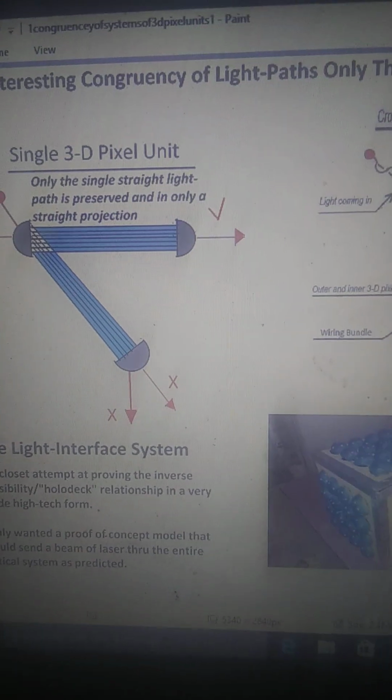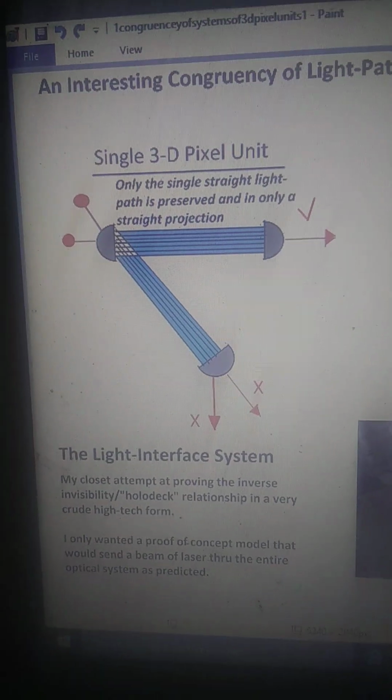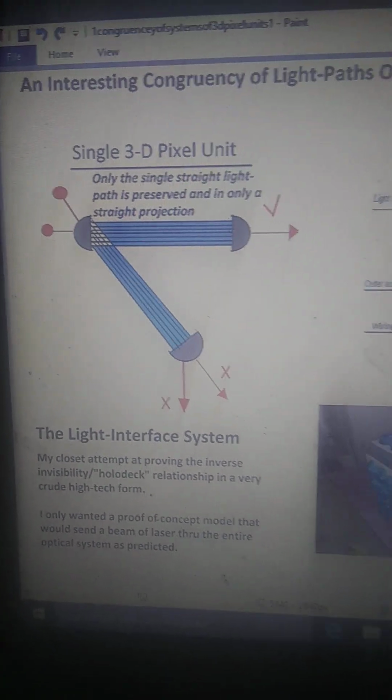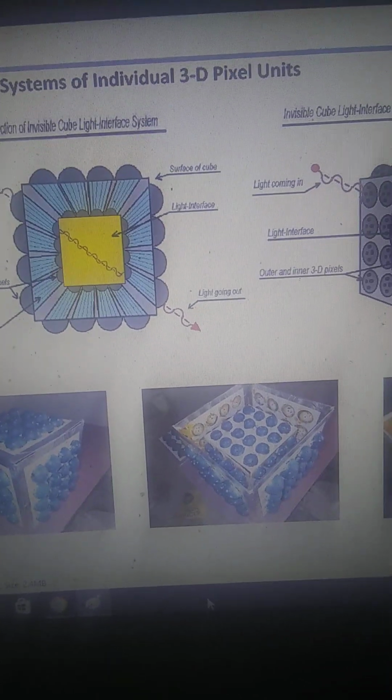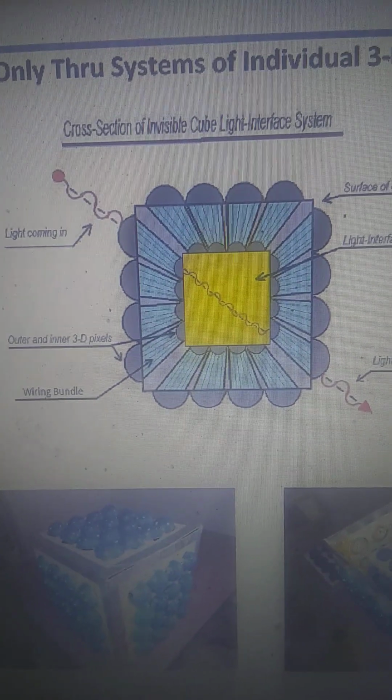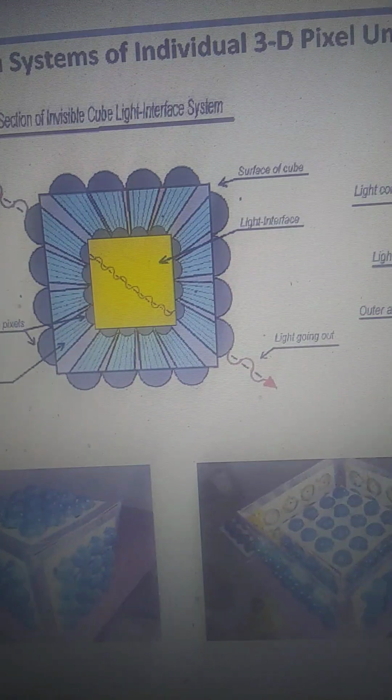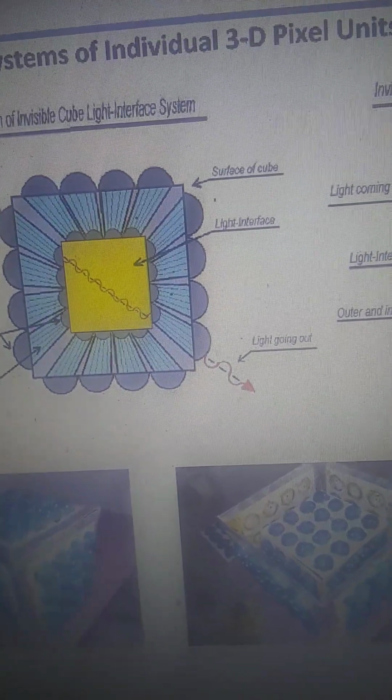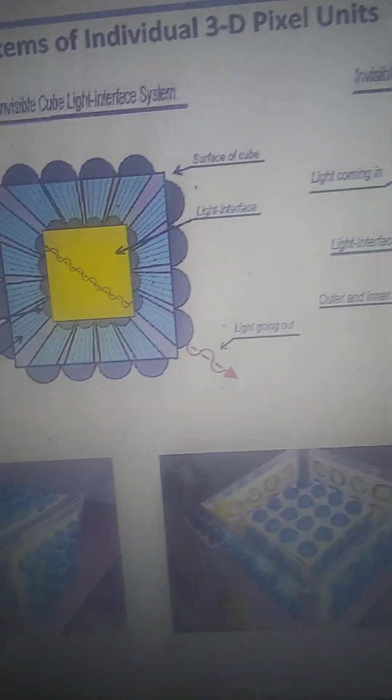So I believe I'm just repeating myself, I'm not sure. But I call this an interesting congruency of light paths only through systems of individual 3D pixel units. Light going in, light going out. Surface of cube, outer and inner 3D pixels, wiring bundles, light interface.